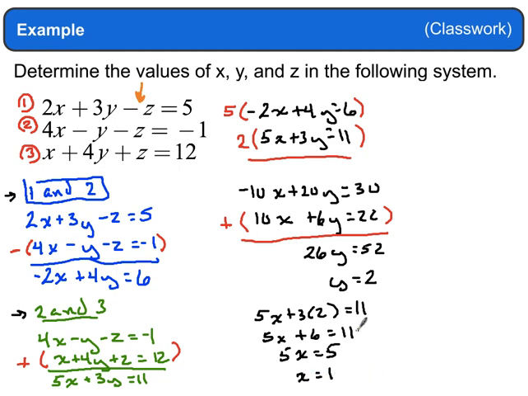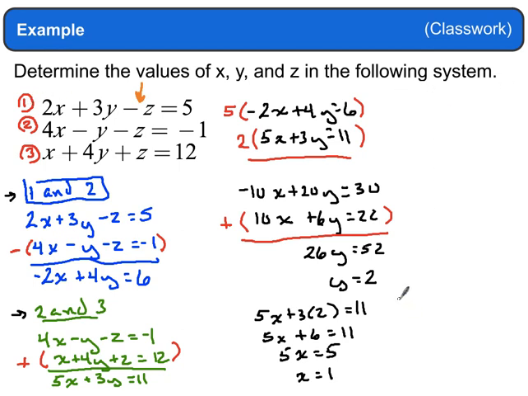So now we know 2 of our 3 variables. Now that we know our x and we know our y, we're going to go back and pick one of these 3 original equations, plug in x and y, and then solve for z. For simplicity's sake, I'm just going to pick equation number 1.